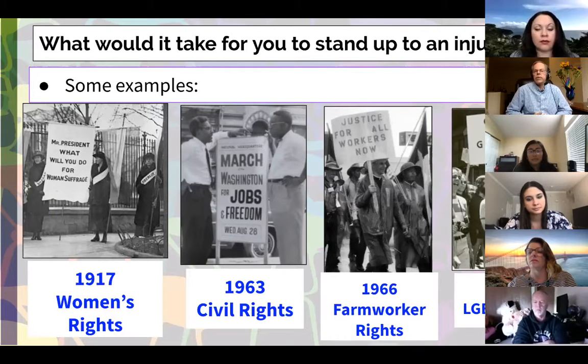1966, there were farm worker rights protests. You can see the sign there. And then 1968, you can see the sign Gay is Good. The guy holding that sign is Frank Kameny. And LGBTQ people started protesting in 1968 in front of the White House and in various places as well. So those are just some examples.